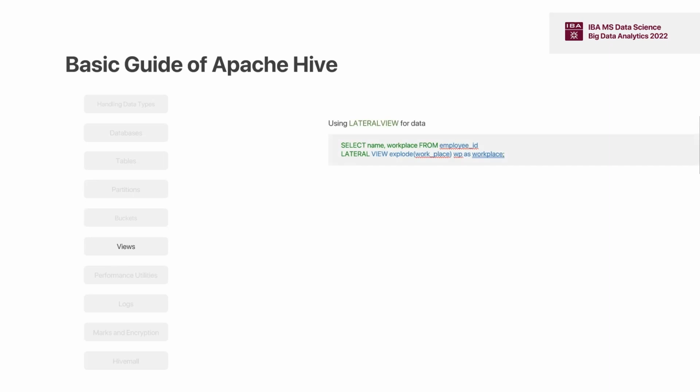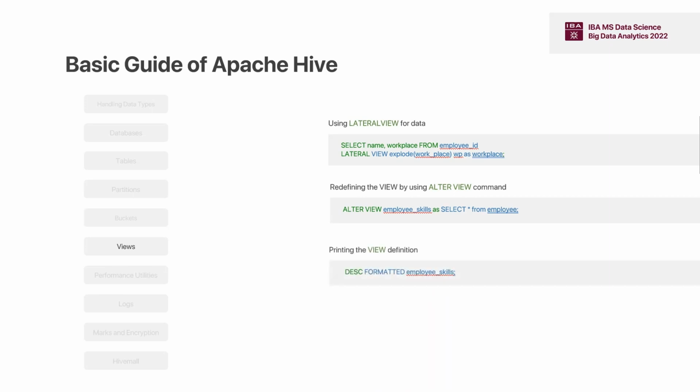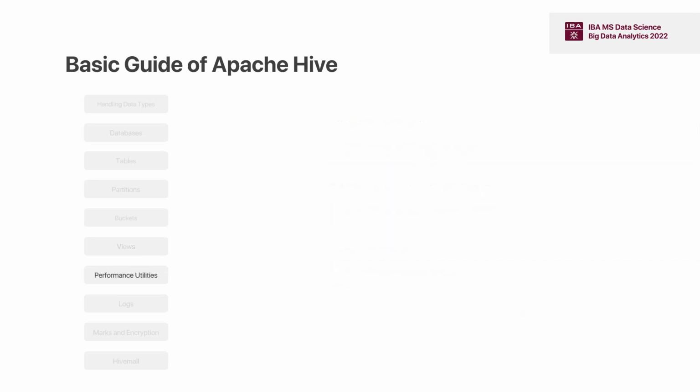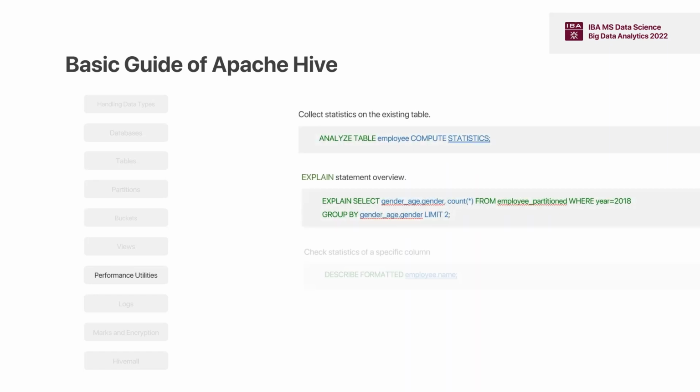Views are logical data structures that can be used to simplify queries by hiding complexities, such as joins. We have shown several commands related to views so that the user can understand this topic thoroughly. It is important to know the performance of the queries you are running, especially in the case of big data. We have covered a separate topic of performance utilities.